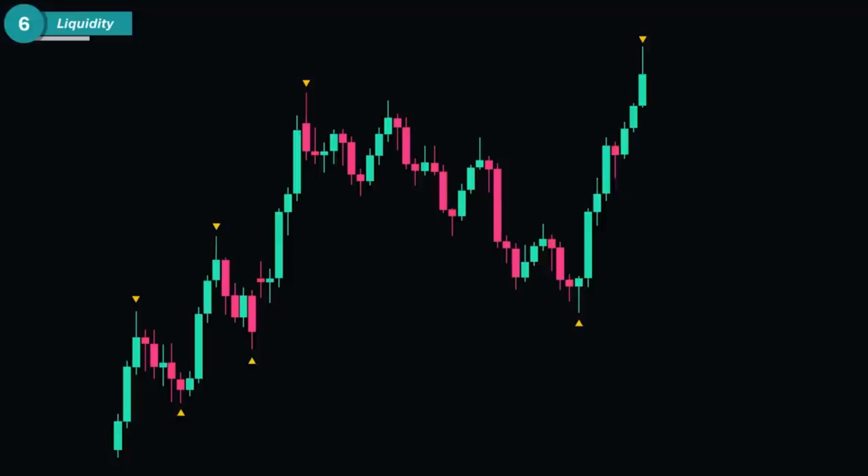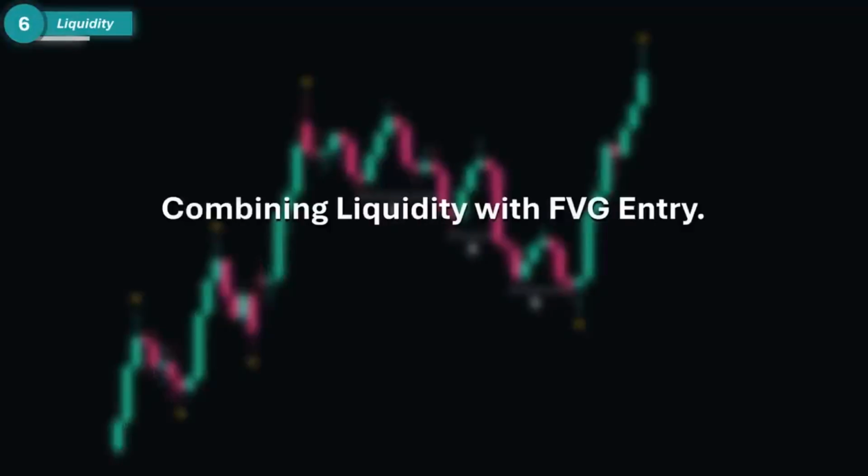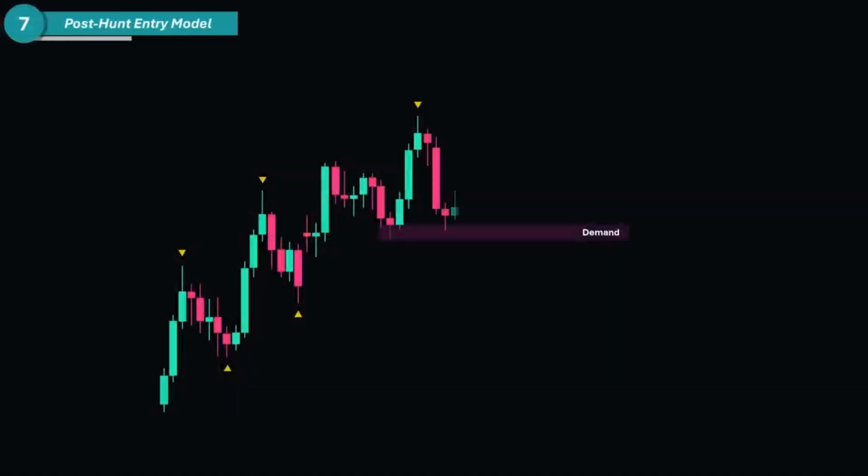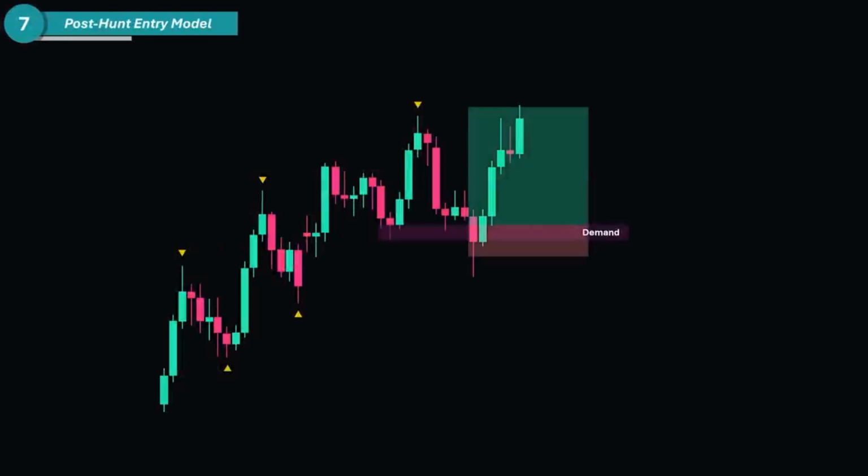This liquidity typically exists below recent swing lows and swing highs. So in this part of the video, we will explain 2 of the trading models that combine the concept of liquidity with a fair value gap entry. We call the first one the post-hunt entry model. Has it ever happened to you that the market moved exactly as you predicted, but only after hitting your stop loss? That's what this model is all about.